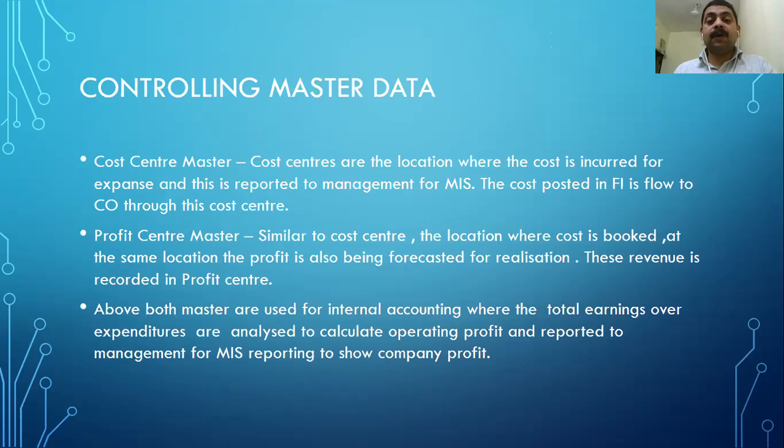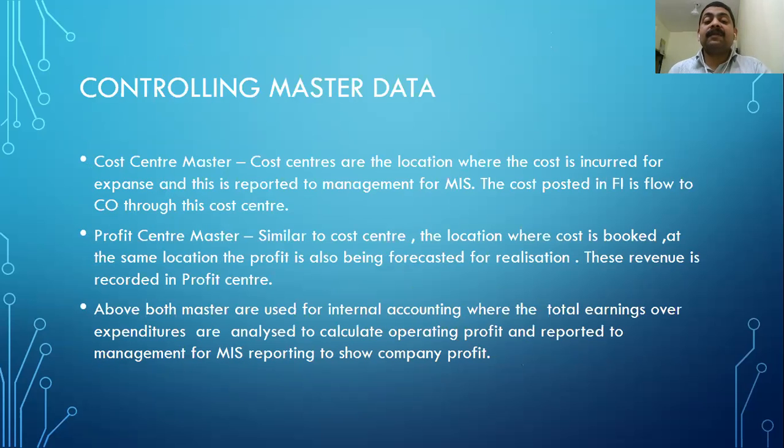Now we come to the controlling master data. As I have discussed earlier, there are two types of master data used in controlling: cost center master and profit center master. Cost centers are the locations where the cost is incurred for expense, and this is reported to management. This cost is posted in FI and flowed to CO by using this cost center.